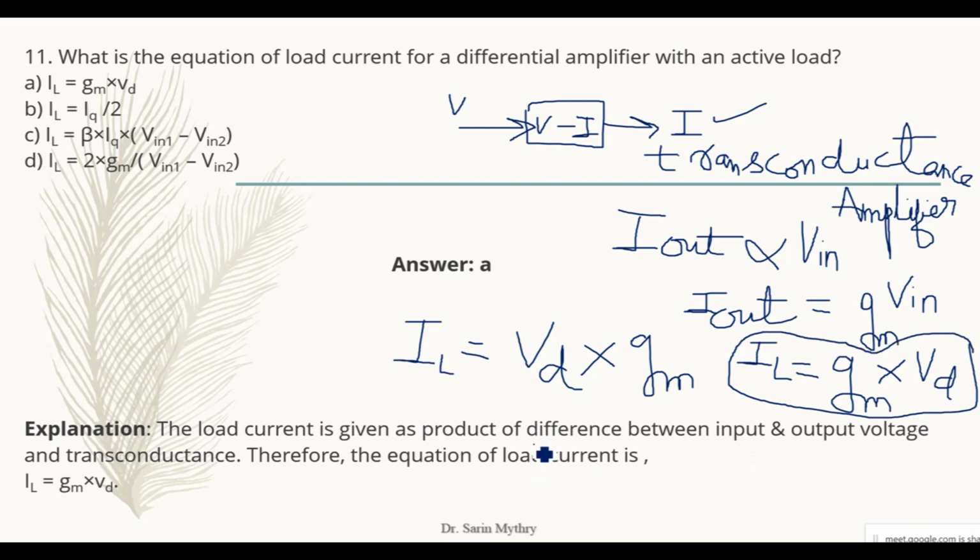It is the difference between the input and output voltage times the transconductance. So ultimately IL is equal to GM times VD. This is how you got the formula: I out equal to GM into V in, where V in is the difference of the input and output voltage. That is IL equal to GM times V in. So your answer A is the correct one. I hope it's clear to you. Is it okay? Yes, sir.